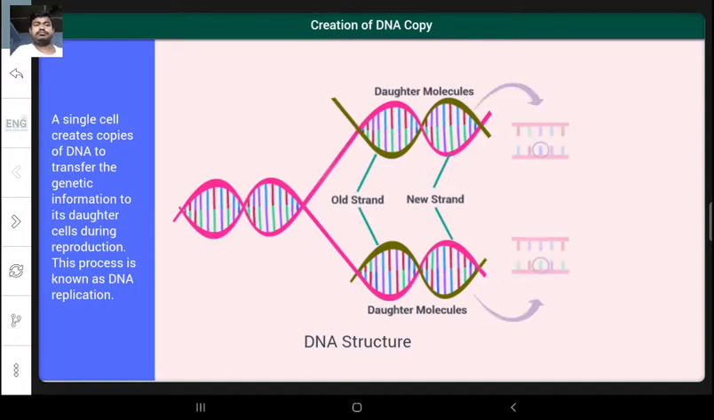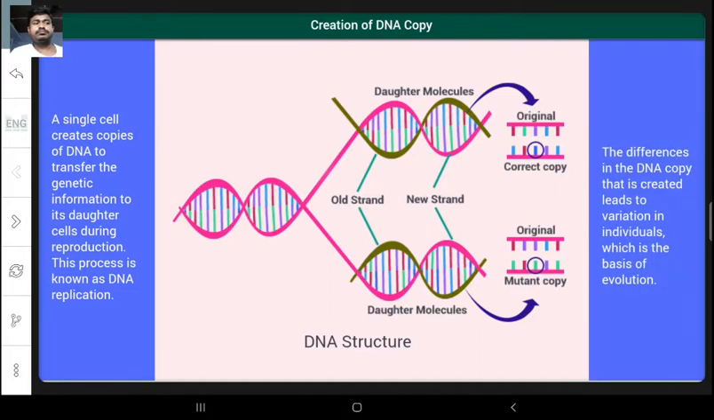The DNA copies that are generated might be similar but not identical to the original, which leads to variation in the species. Such variation is the basis of evolution.